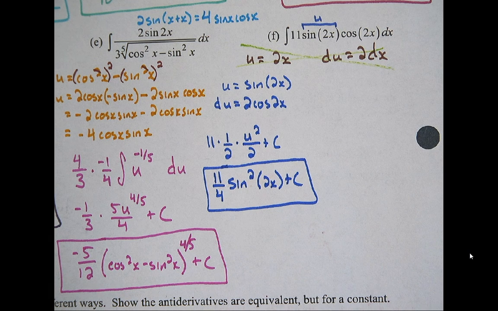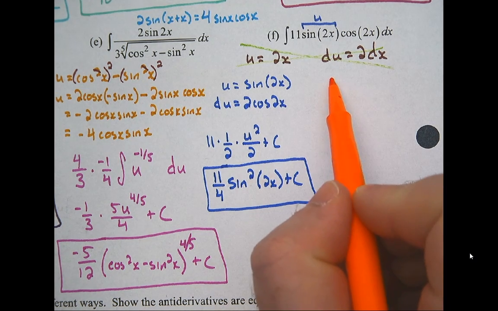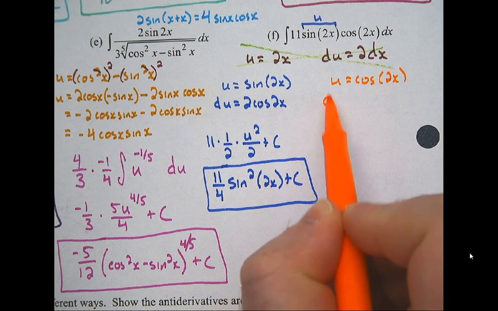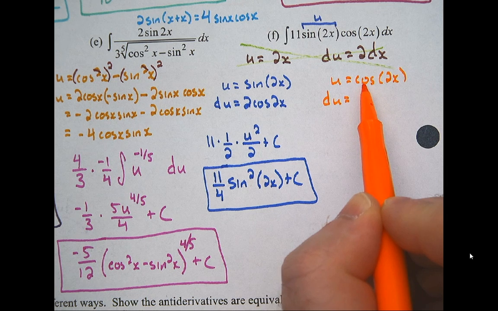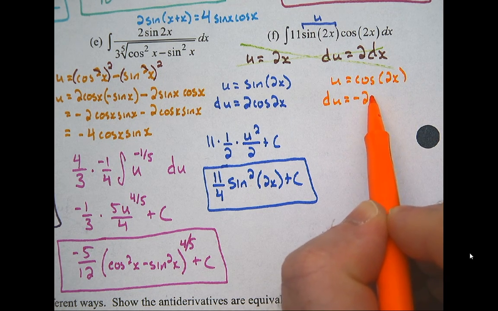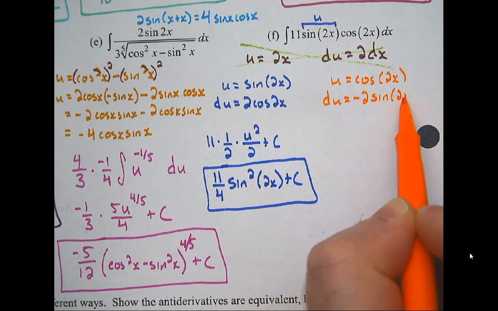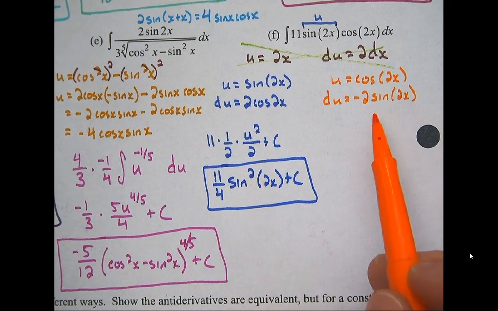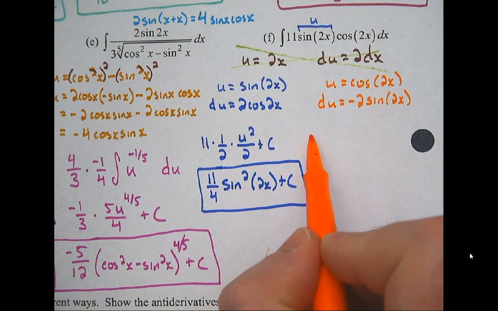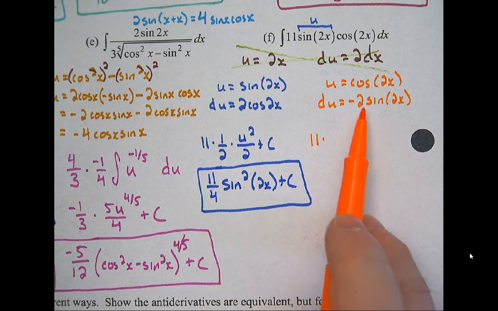Well, let's try it the other way. Let's say that you decided that you wanted to choose u to be cosine of 2x. So then du, what's the derivative of cosine? Negative sine, but then I've got a chain, so it's going to be negative 2 sine of 2x. I'm going to try pattern recognition again. So do I have any constants? Yes, 11's a constant. Do I have any corrections?